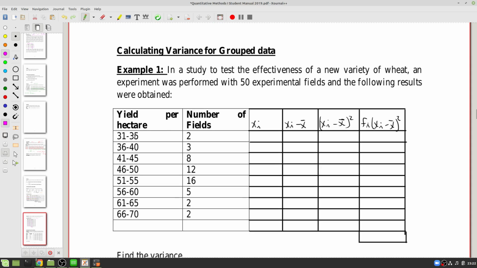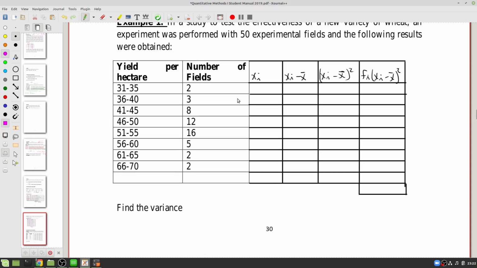And the last couple of things we need to look at. So this is a variance for group data. Again, I'm not going to do this one. I think I've explained the idea for group data. The xi will just be the midpoint over here. Just quickly again, how do we find the midpoint? Take lower bound plus upper bound divided by 2, which will give us 31 plus 35 in this case, which is 66 over 2, and that gives us 33. So the xi here will be 33.